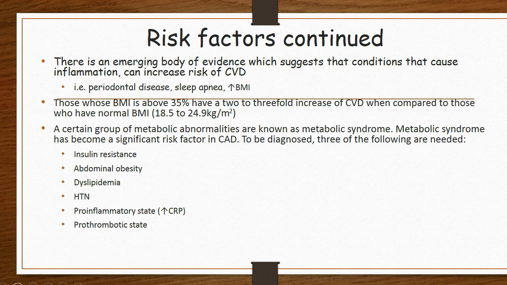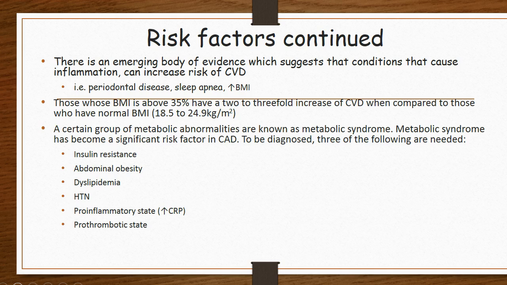There's also an emerging body of evidence showing that there's some link between inflammation and cardiovascular disease, and that people with a BMI above 35 have 2 to 3 times higher chance of getting coronary vascular disease when compared to somebody that has a normal BMI.